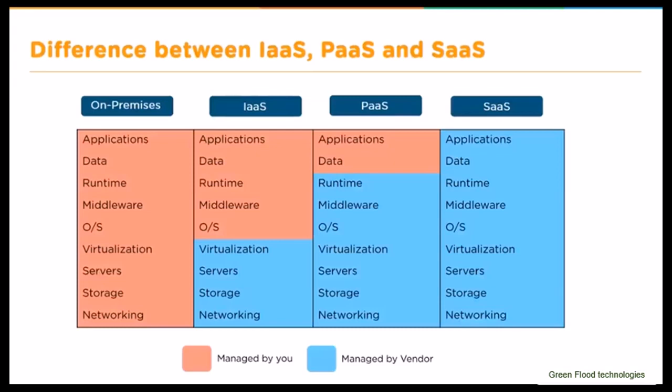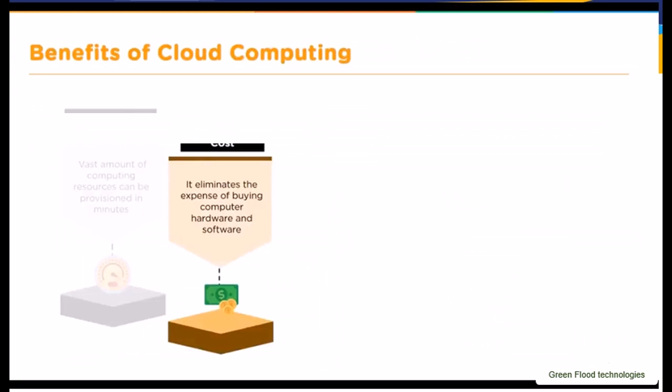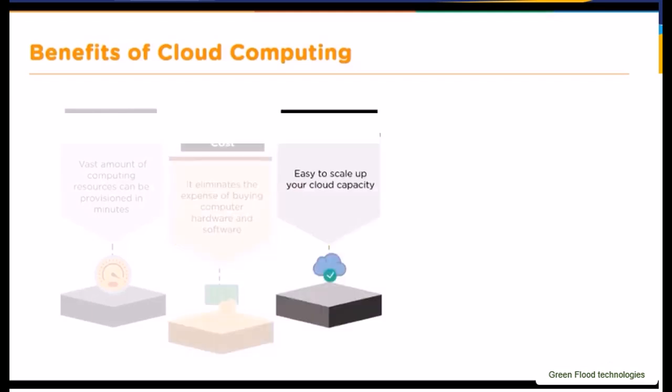So cloud computing service providers give the ability to manage applications and services through a global network, for example Amazon Web Services and Microsoft Azure. So, the advantages of cloud computing. Well, cloud providers have vast resources of computing power at their fingertips. They can allocate this whenever required with just a few mouse clicks. Cloud providers source on a global scale, so they can deliver the precise bandwidth, storage, and power a business needs, when it needs it. It gets better.